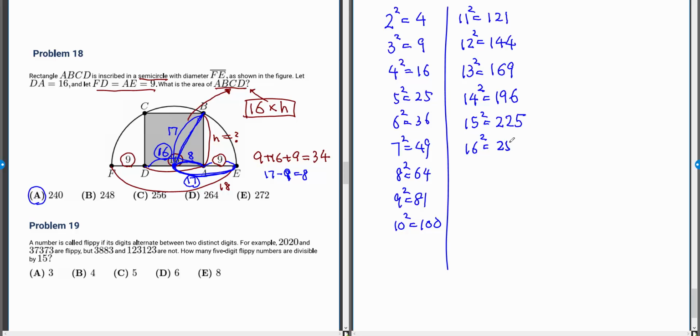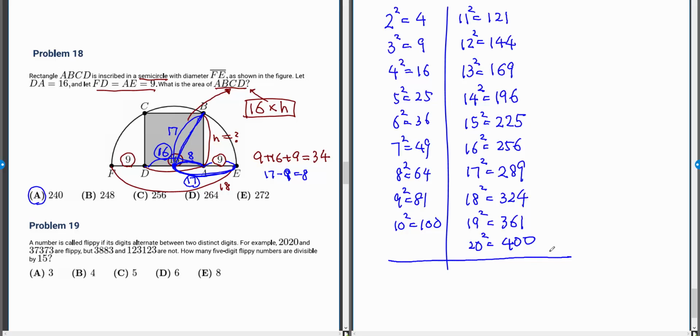256. Very good. What about 17 squared? 289. What about 18 squared? 324. What about 19 squared? 361. What about 20 squared? 400. Up to here, you have to memorize.